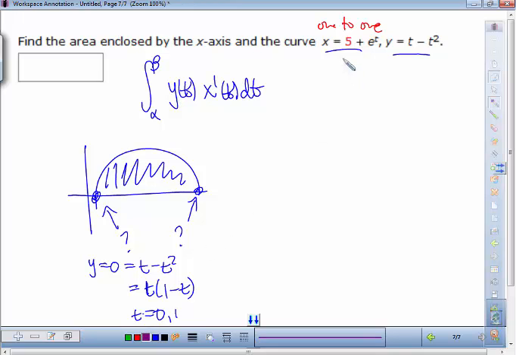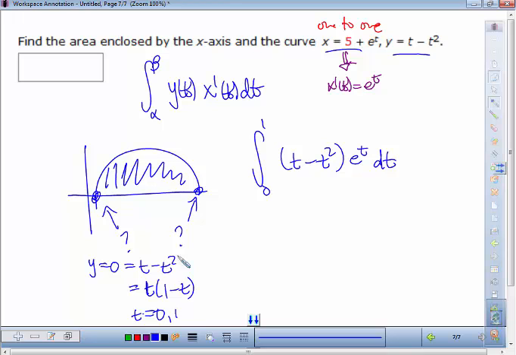The only other thing we need to do is find x prime. So let's find x prime of t, and then put it all into the formula. We're looking at the integral from 0 to 1 of t minus t squared, sorry, that's your y. Your x prime is e to the t, and then dt. And then your limits go from 0 to 1 as we found from the intersections of the x and y values. Okay, so yeah, good luck. Go at it.